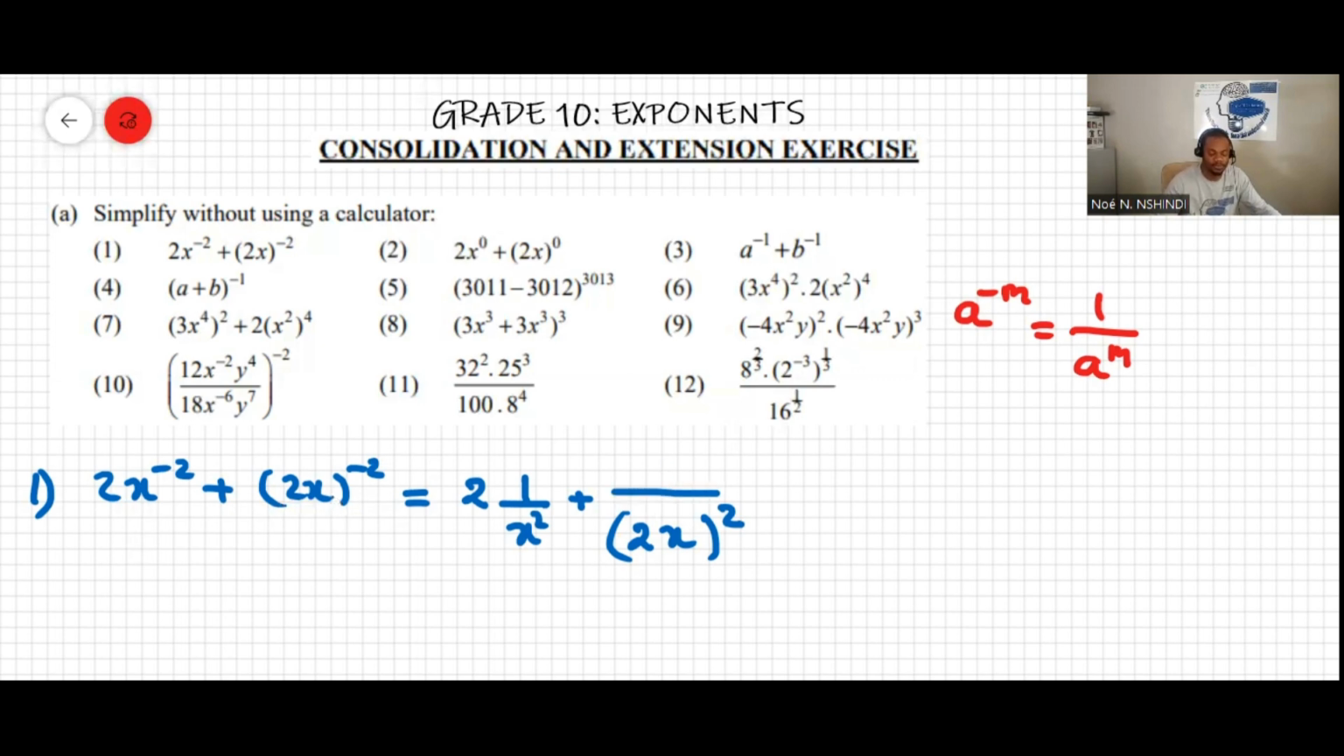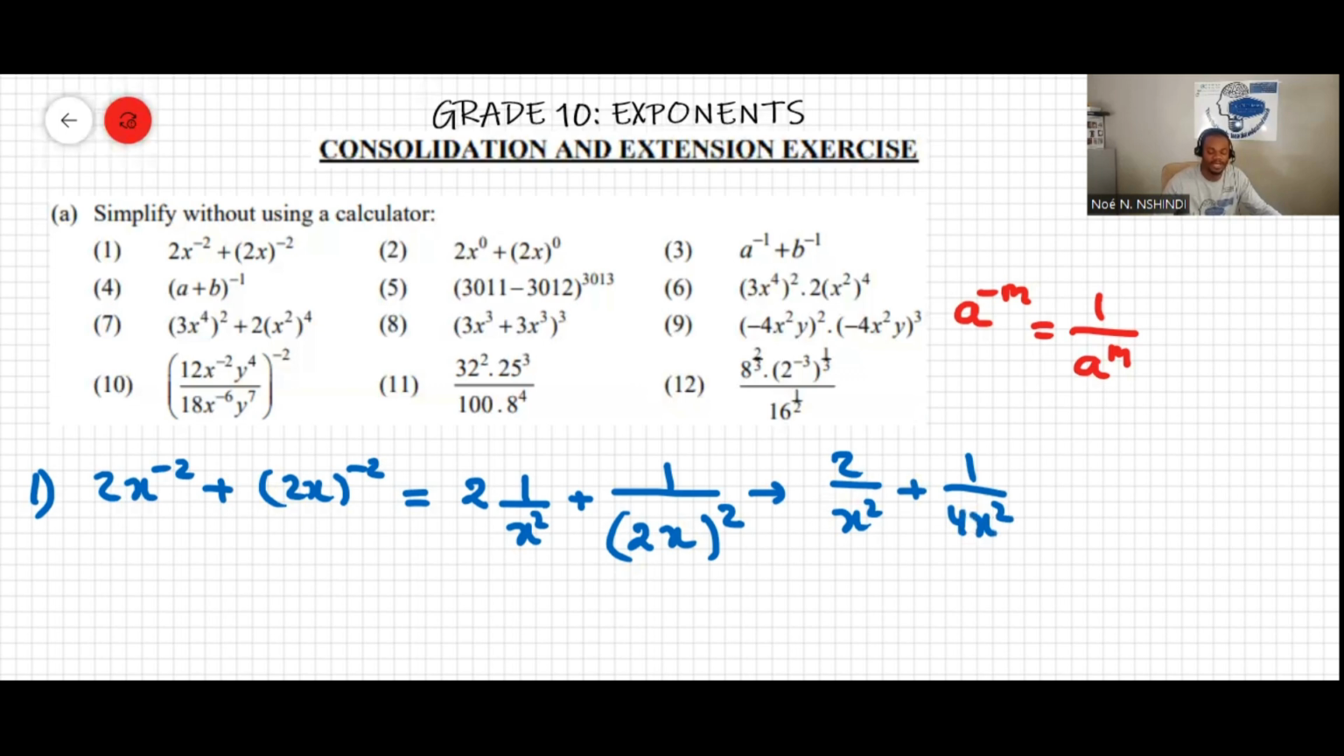I say over 1 because there is an invisible 1. That's what the law says in the formula here. Then we can simplify further. This will be like 2 over x squared plus 1 over 4x squared.